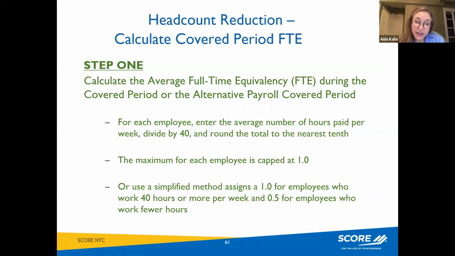You either actually take for each employee the average number of hours paid per week and you divide it by 40 and you round to the nearest tenth. And the maximum for each employee will be capped at one. The simple way, which is much simpler than the above, which I suggest, is you use basically anybody who worked 40 hours or more per week gets a one, and anybody who didn't gets a 0.5. And these numbers you're going to see because we're going to go through the actual calculations in a subsequent slide so you understand how these numbers fit in.